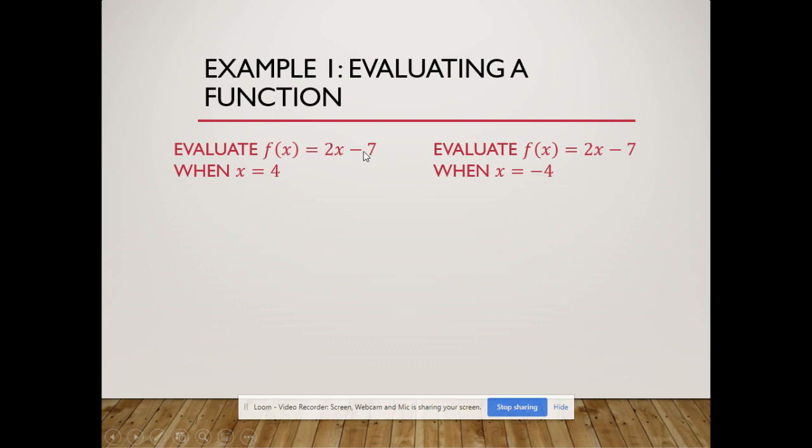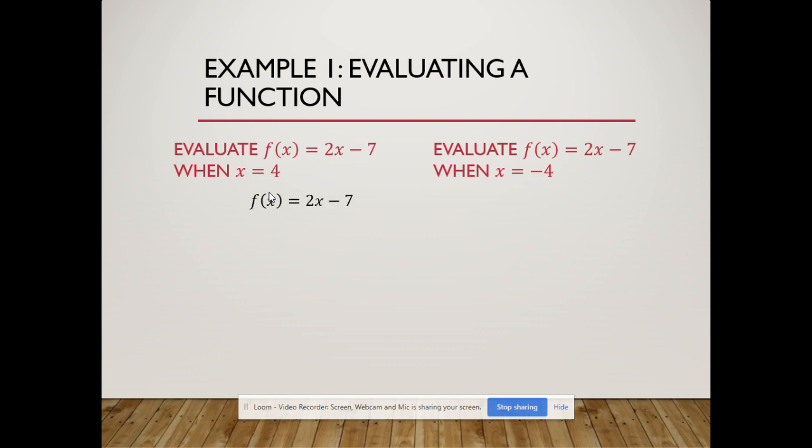Now over here it's identifying what is going to happen to the input in order to get the output. So whatever x is, whatever the input is, we multiply it by 2, and then we subtract a 7. Okay, so let's take a look at what that looks like when we're evaluating.